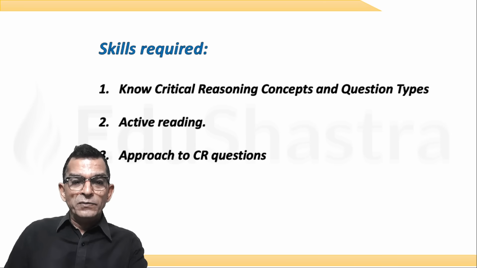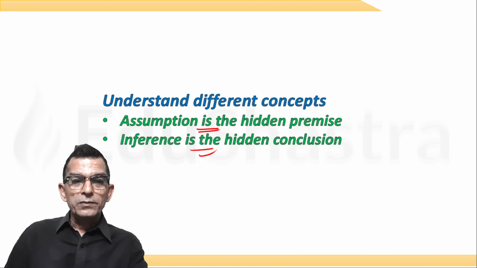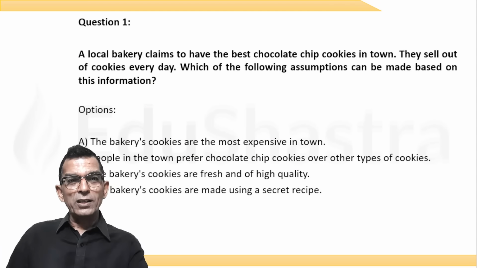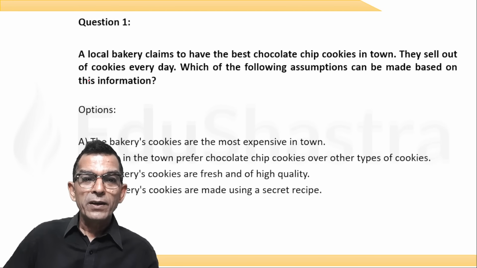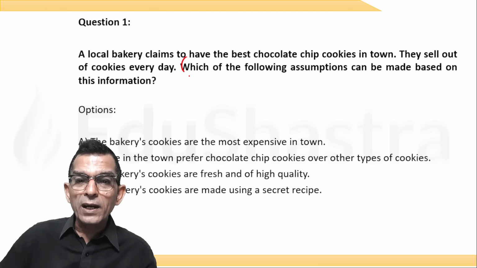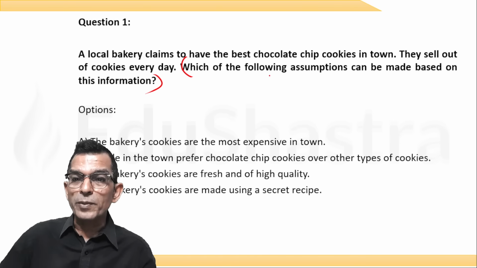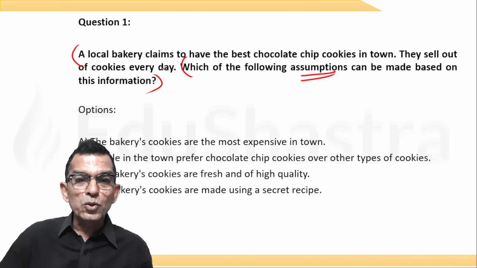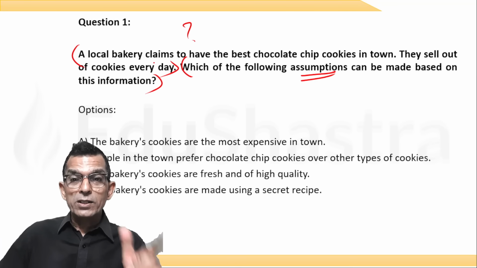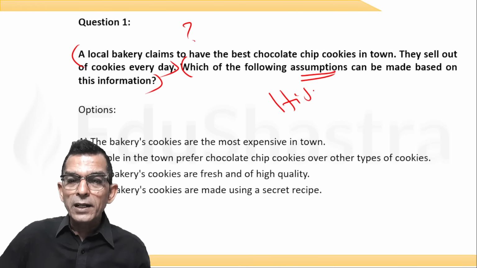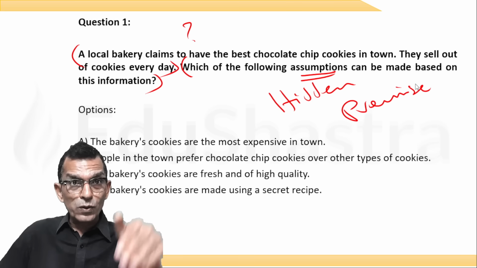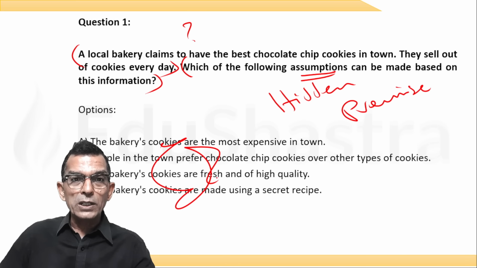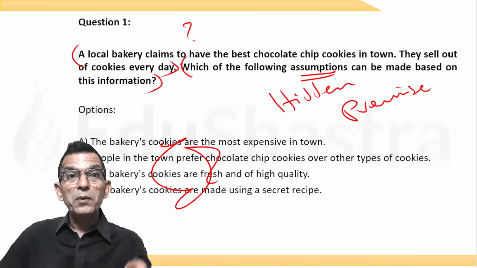Now there is a question here. You need to tell me which of the following assumptions can be made on this information. As soon as you see this word assumption, what am I supposed to do with this question? You are supposed to find the hidden premise. That is the first thing to understand about the question. These things are not going to work until you understand the question.